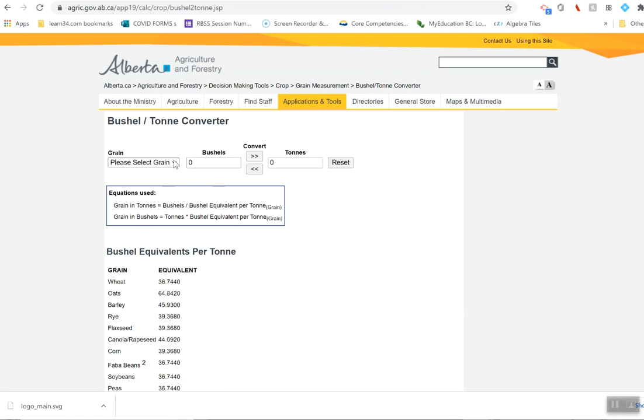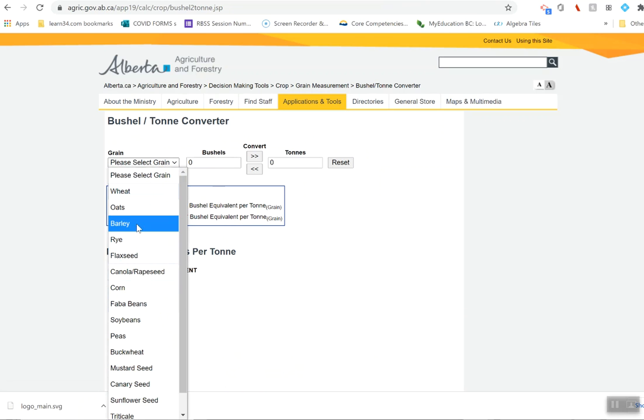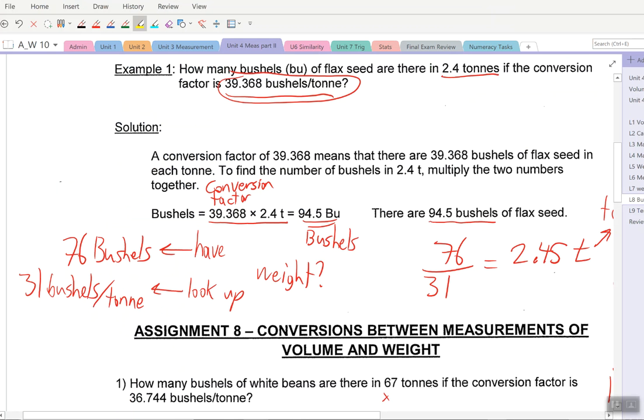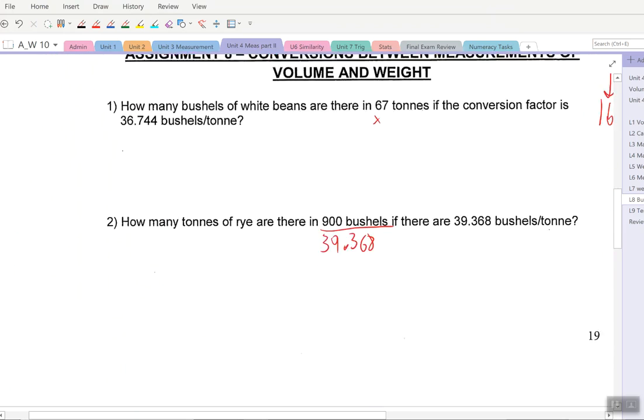So you're going to select the grain. The grain is flaxseed right here. And you don't know the bushels, but you know the tons is 2.4. So you type in 2.4, and we want to convert this way to bushels. So I have to press this arrow, and there you go. It's 94.483. So it's going to use the conversion factor and convert properly. 94.483, so 94.5 bushels. And you can see here, 94.5 bushels. So you can use the online converter to convert between these.